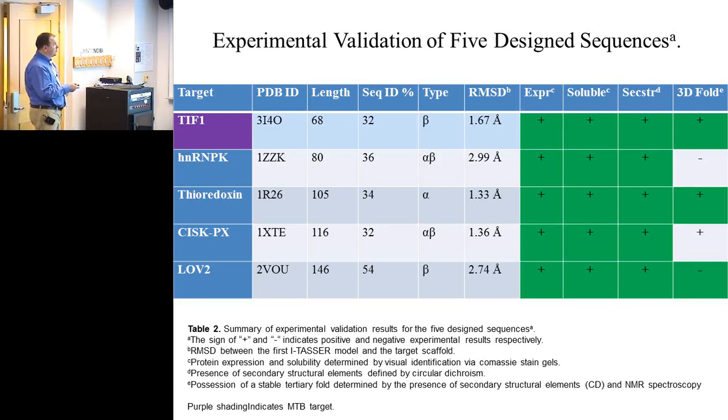And this is whether the proteins were expressed, soluble, and had secondary structure, i.e. alpha helices or beta strands. And then this is whether they had a stable 3-dimensional fold. Oh, excuse me, sorry. LOV domains in particular fold around a flavin cofactor.